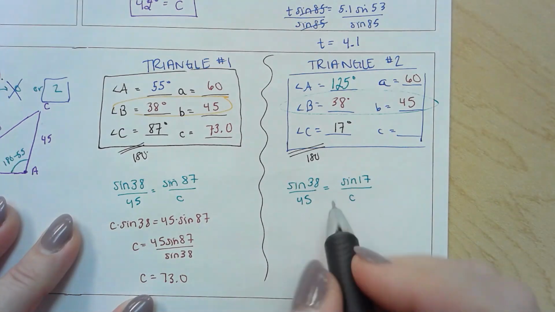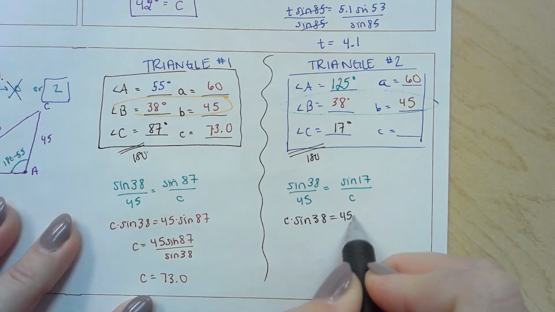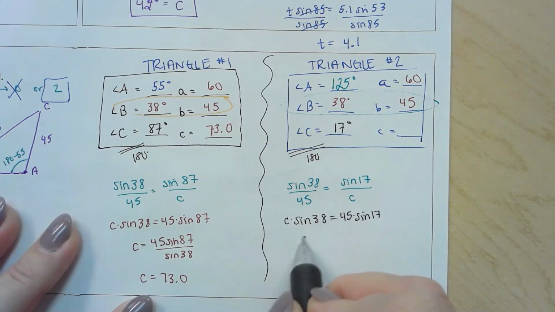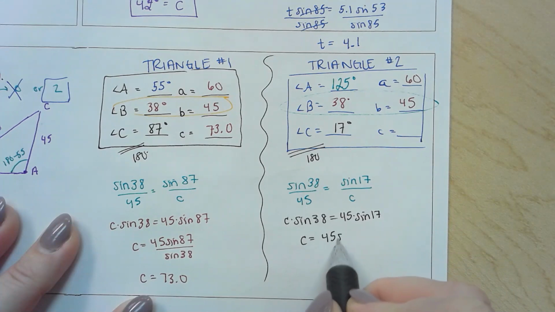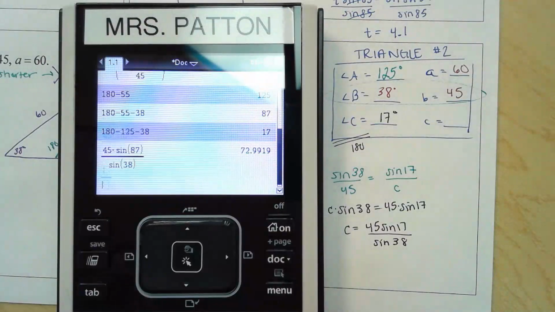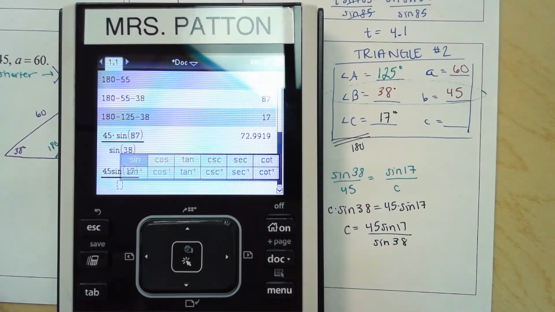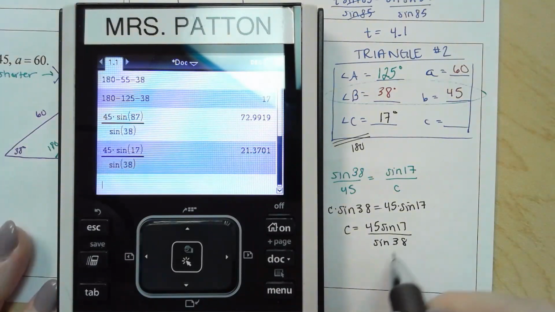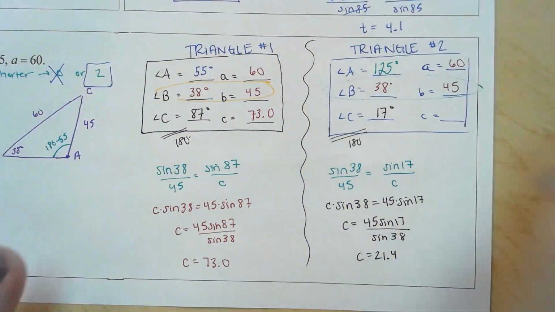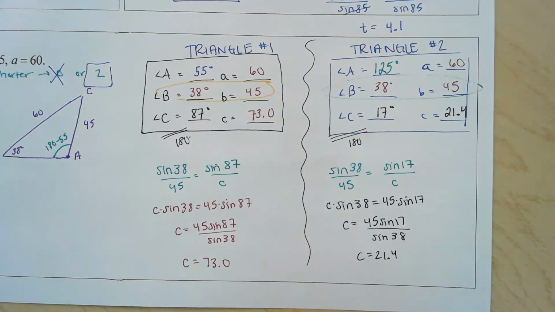But the math is all the same. C times the sine of 38 equals 45 times the sine of 17. And then we'll divide by the sine of 38. We'll grab our calculator. So much repetition. And I get 21.4. So side C changed drastically, but I don't think that should surprise us.